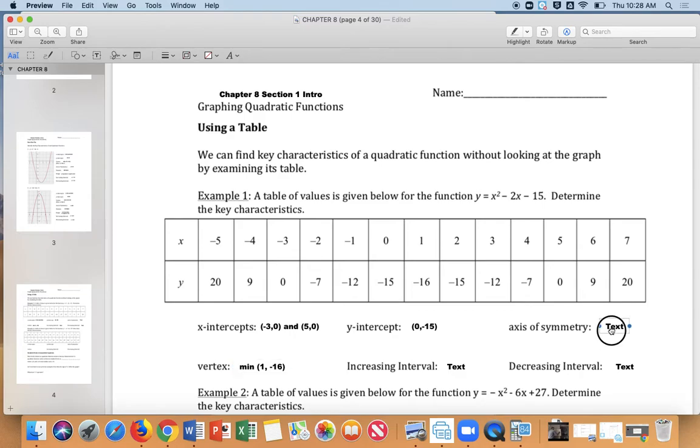Now that I know my vertex, I'm going to come up here to my axis of symmetry. That's going to be x equals 1, from my vertex. Now let's go here to my increasing interval. My increasing interval is going to be x is greater than or equal to. This should have an underline under it. I don't know if I can do that. Let's see.